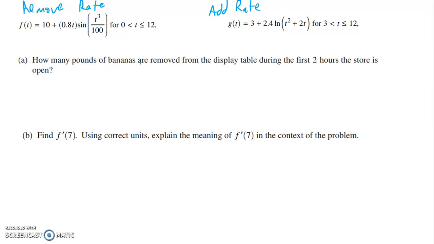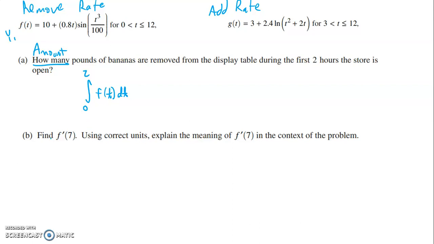Okay, so how many pounds of bananas are removed from the display during the first 2 hours the store is open? So how many is an amount? To get to an amount from a rate, we need to integrate. So to answer part A, we would do the integral of this rate, f of t dt. For the first 2 hours, means we're starting from hour 0 and we're going to hour 2. And then again, let your calculator do that for you. And I'll show you guys how to do it in the calculator in a second. But basically, you're just going to put this into y1, and then the calculator is going to do it for you.